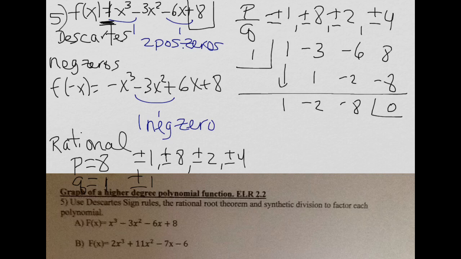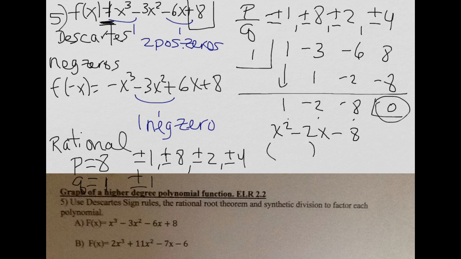So when I multiplied by 1 times 1, I got 1 here. Negative 3 plus 1 is negative 2. Negative 2 times 1 is negative 2. Add those two up, I get negative 8. Negative 8 times that is negative 8. And here I know it's a 0 because I have a remainder of 0. Now let's write these 3 numbers that I have here as a polynomial. Since I started with x cubed, I'm going to go 1 less, so it's going to be x squared minus 2x minus 8. So I'm so close.